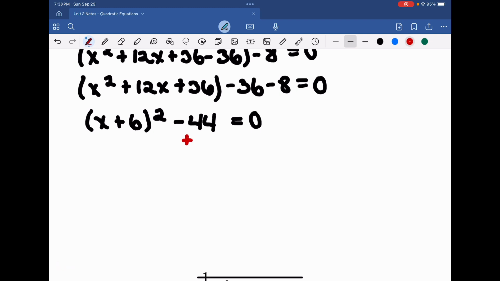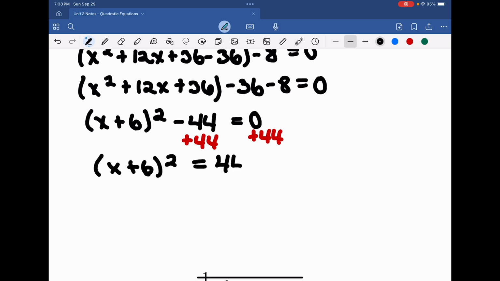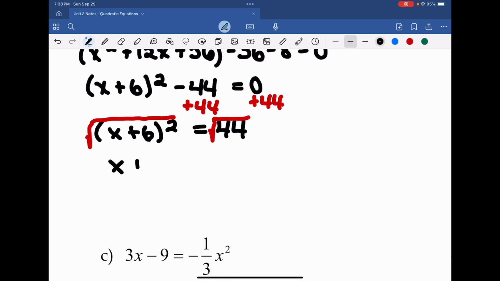So I'm going to go plus 44 and plus 44. When I add 44 to both sides, it's x plus 6 all squared is equal to 44. I'm going to square root both sides to eliminate the squared term. This is going to give me x plus 6 is equal to the square root of 44. Now, the square root of 44 can actually be reduced.